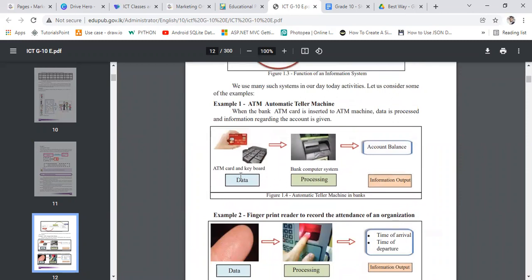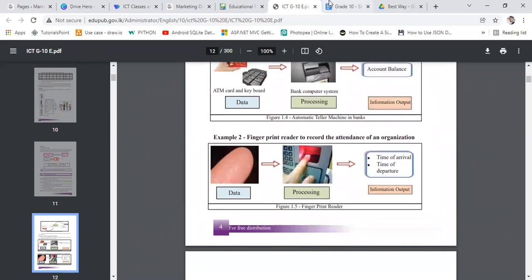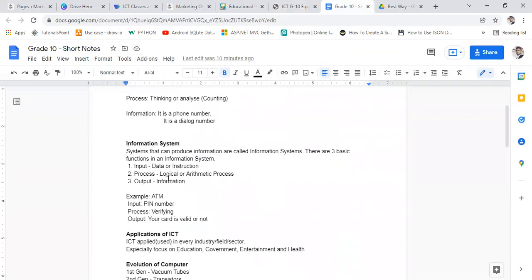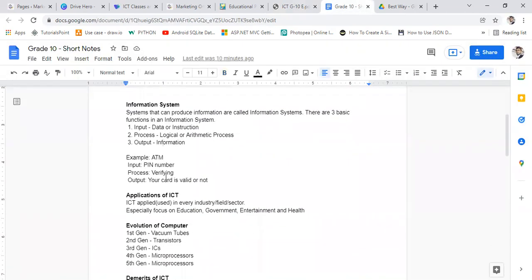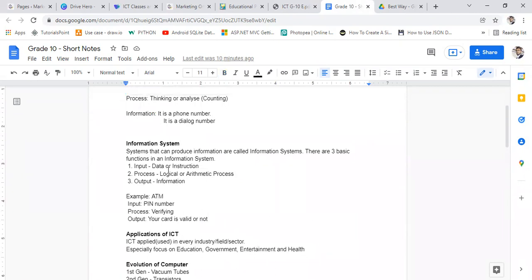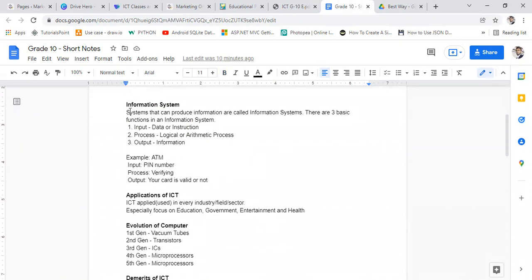Okay. Now they have just mentioned ATM card and keyboard, paying system, that computing, that's the process, and the information is actually account balance and all. But I have just written that in a different way. So now, systems that can produce information are called information systems.